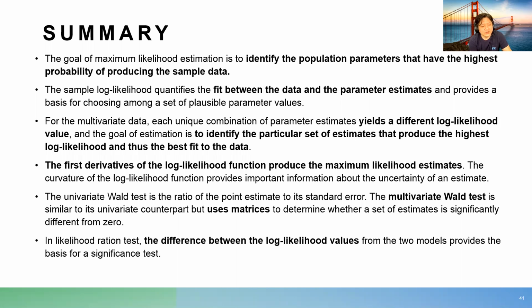And the likelihood ratio test, I'm sorry, it should be ratio, not ration. In the likelihood ratio test, the difference between log likelihood values from the two models provides the basis for the significance test. And then information criteria use deviance, minus 2 times log likelihood. So the smaller value is always the better fit.